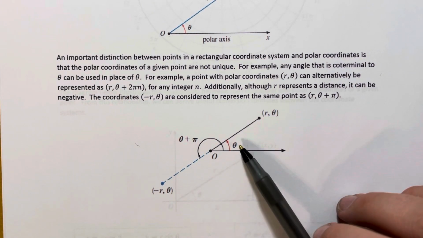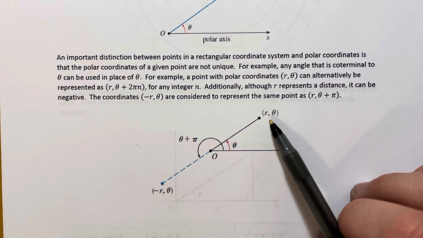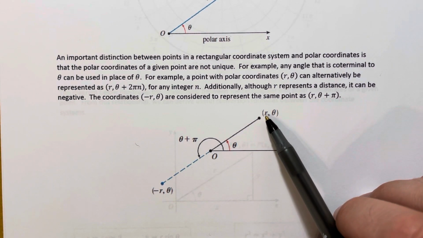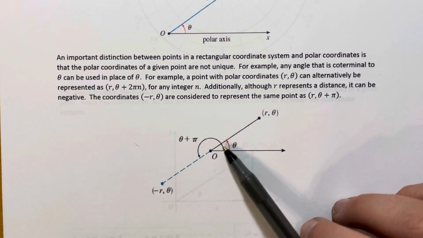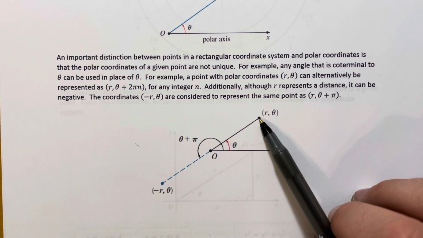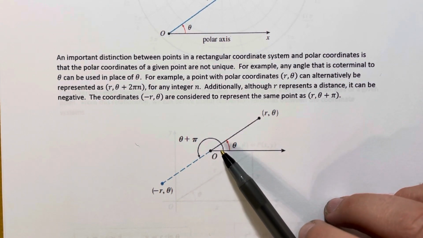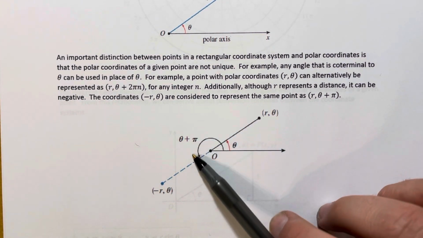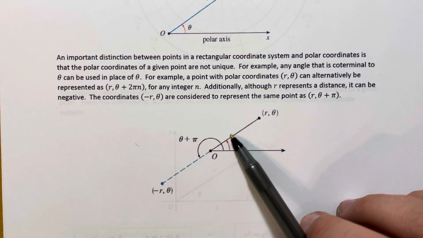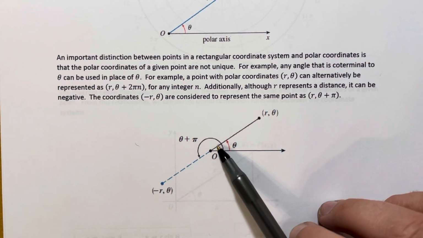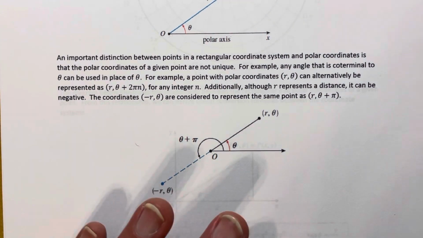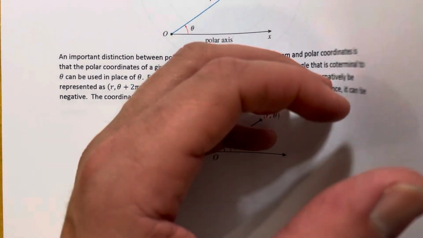So here, if I have the point r, theta, and I want to compare this point to the point negative r, theta, I would just take the line segment here connecting the pole and my point, and I would add pi, or 180 degrees, to that angle, swing this thing around, and essentially what I get is a reflection of sorts. This point reflects through the origin to this point over here. So we do have a way of interpreting those negative values for r.